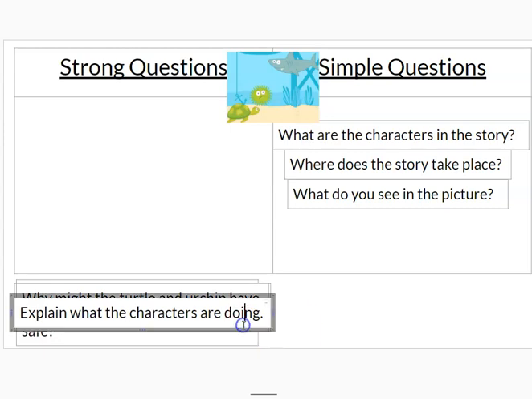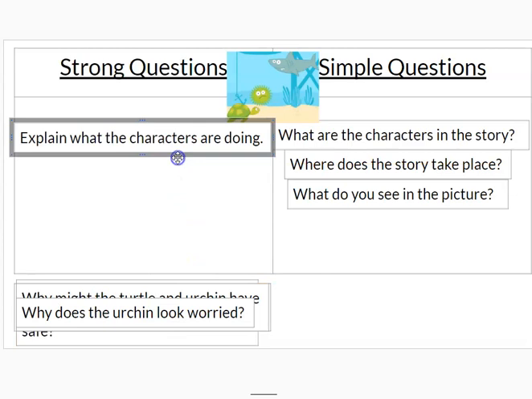Question number 4. Explain what the characters are doing. Is that a strong question or a simple question? Explain what the characters are doing is a strong question. The word explain means that you're going to have to really think about what the characters are doing, maybe analyze, maybe connect different pieces of information throughout the story.